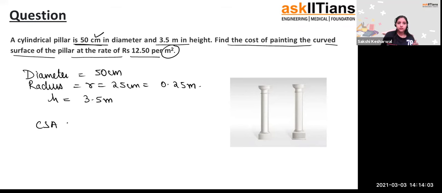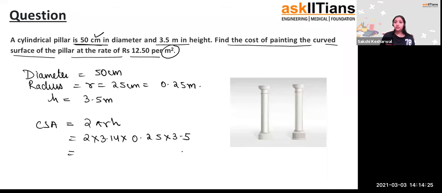So CSA is how much, beta? CSA is equal to 2 pi R H, right? Now depending on the pi value, you can choose any pi value. Nobody asks you. You can take 3.14 or whatever. So this is 2 into 3.14, R is equal to 0.25 and H is equal to 3.5. When you multiply everything, this will become 0.5 into 3.5.